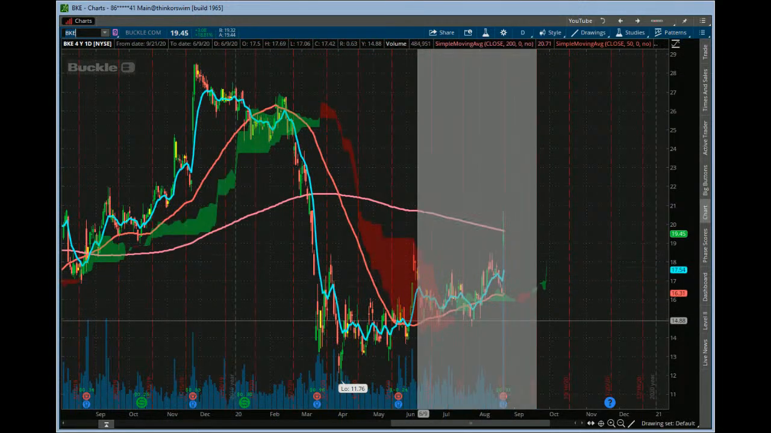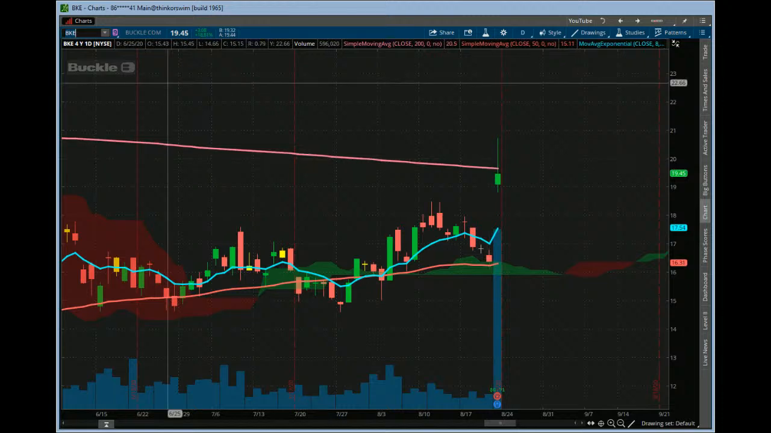Again, big push there after earnings right there, but it left with a big upper shadow on the 200 day. So just be careful with that one.